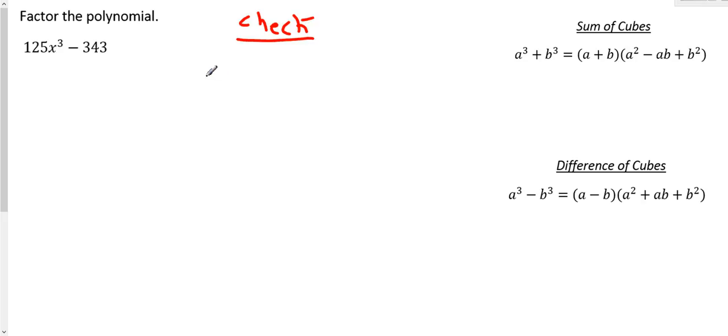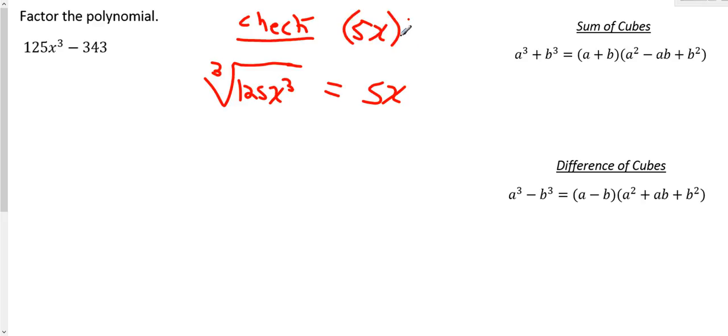Well, to check, you need to see if you can find a cube root for 125x to the third. Basically, you need to figure out if you can find something that you can multiply by itself 3 times to get 125x to the third. And the answer to that is 5x, right? Think about it. 5x times 5x times 5x, right? If you multiply 5x by itself 3 times, you'll get 125x to the third power. 5 times 5 times 5 will give you 125. X times x times x will give you x to the third.